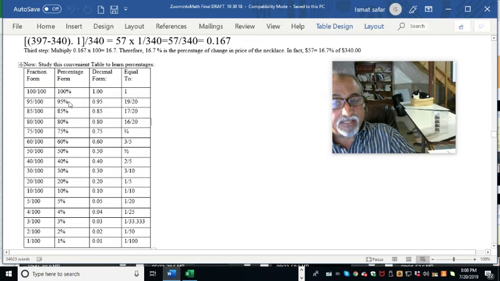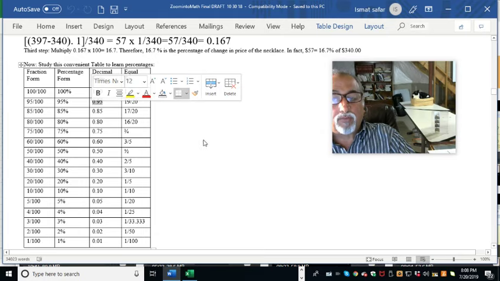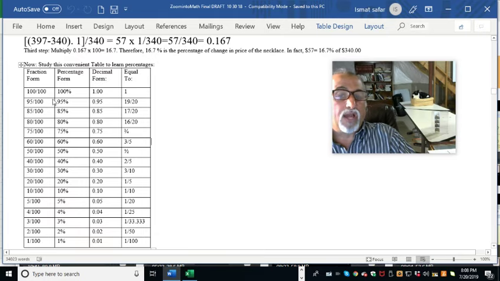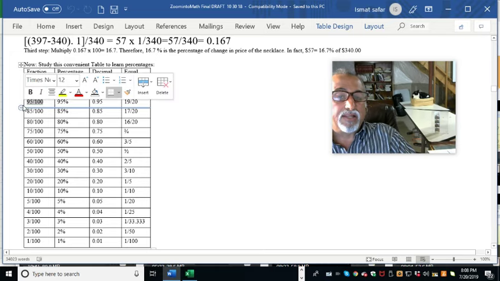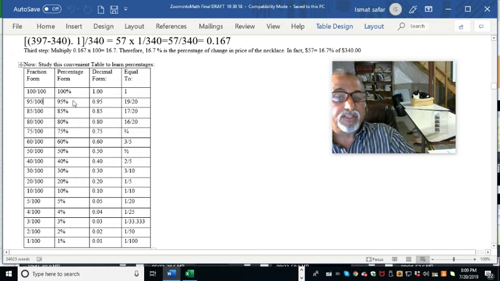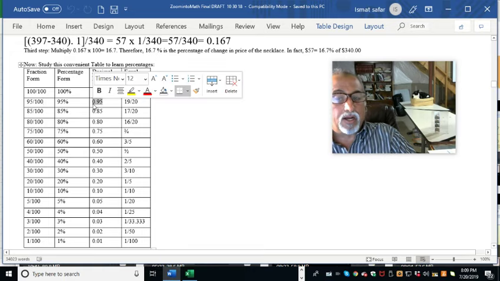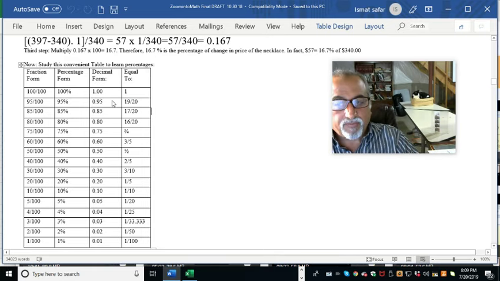Okay, how about 95 over 100? It's 95%. 95 of 100 is 95%, which is 0.95 in decimal form, because if you divide 95 by 100 you will get 0.95. If you do it by pencil and paper, you will have 0.95. Now, 0.95 is actually 19 of 20, which is 95%.